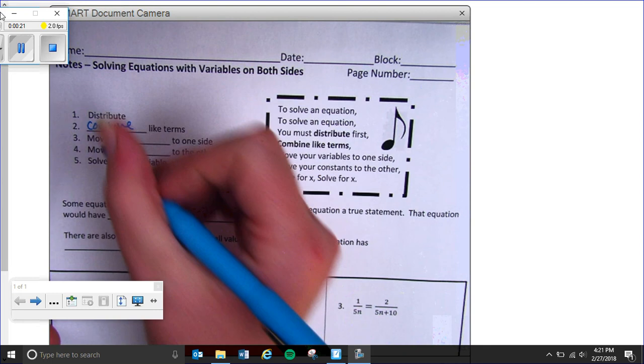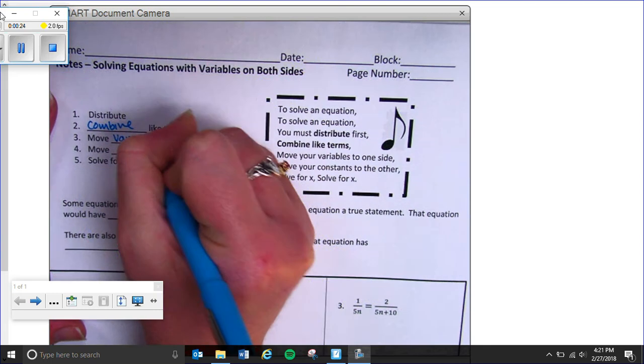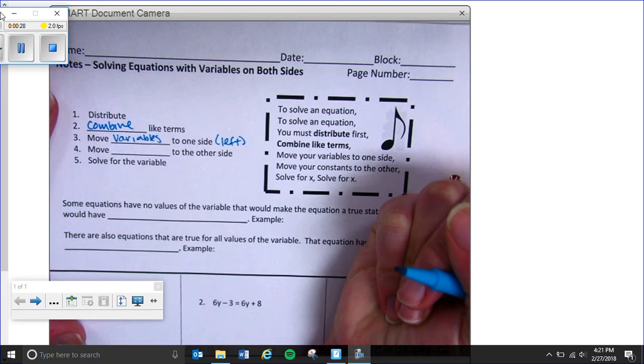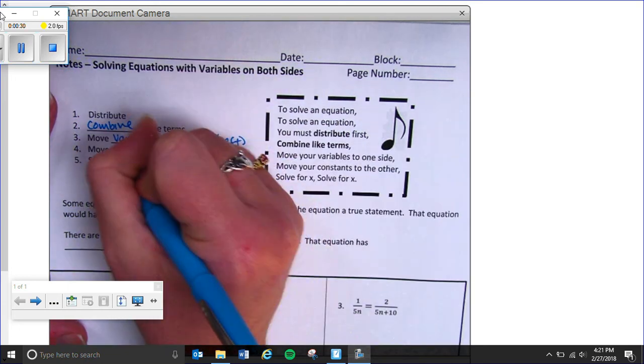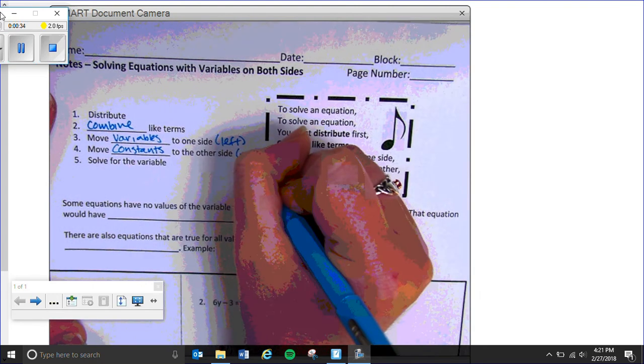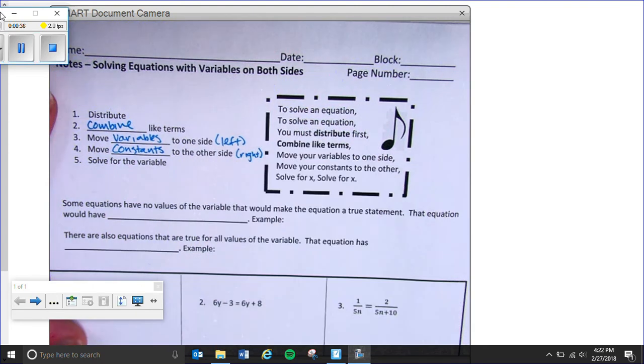Then we're going to move our variables to one side. I would recommend moving them to the left. And move our constants, our numbers, to the other side. And then we're going to solve for the variable.